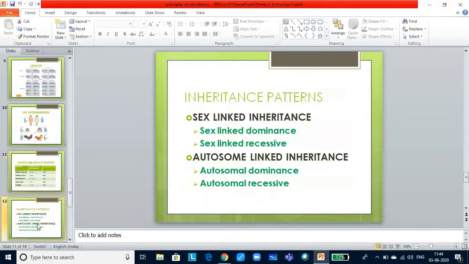Now let us look at the inheritance patterns. What are the inheritance patterns we have seen? One is sex-linked inheritance and the other is autosome-linked inheritance. Sex-linked inheritance can be sex-linked dominant inheritance and sex-linked recessive inheritance. Similarly, autosome-linked inheritance includes autosomal dominant and autosomal recessive inheritance. Now, if we look at the characters or traits that are carried, the inheritance is based on the characters that are linked to the sex chromosomes, and then you call it sex-linked inheritance.